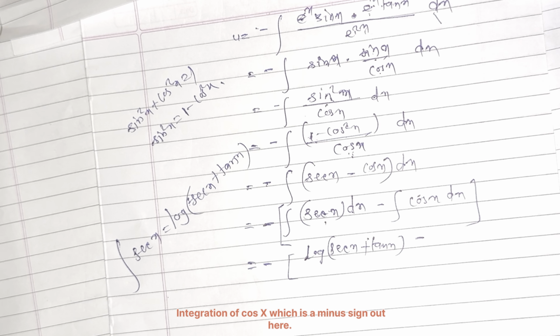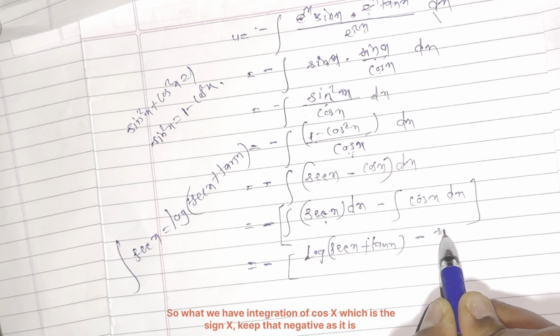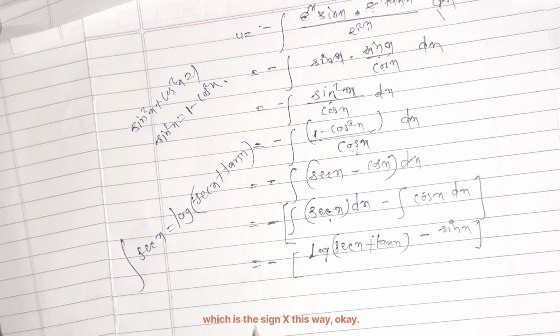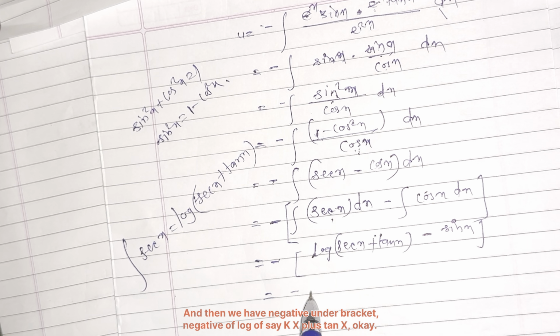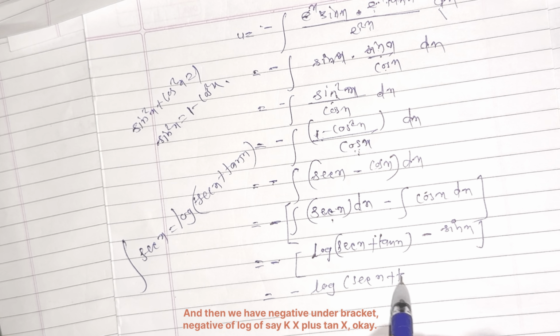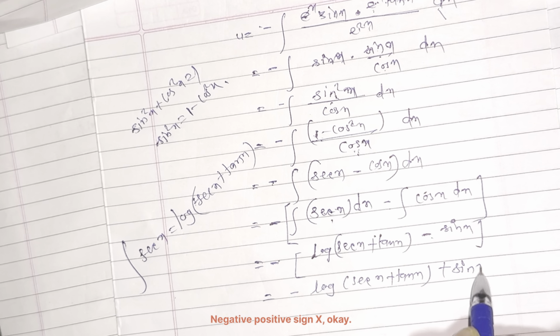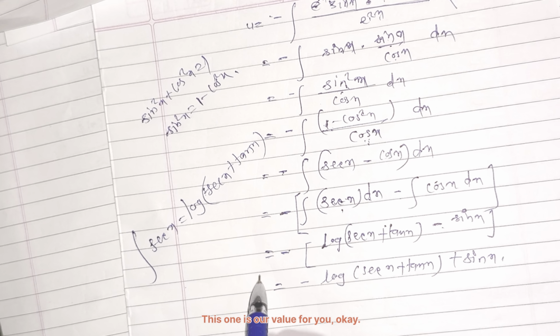The integration of cos x is sin x. Keep that negative as it is. Take the negative under bracket: negative of log of sec x plus tan x, and positive sin x. This one is our value for u.